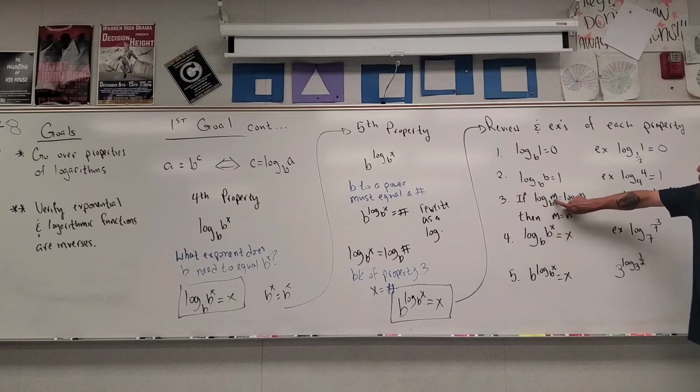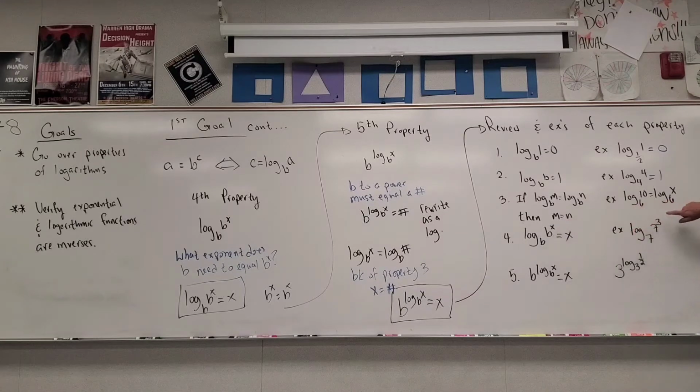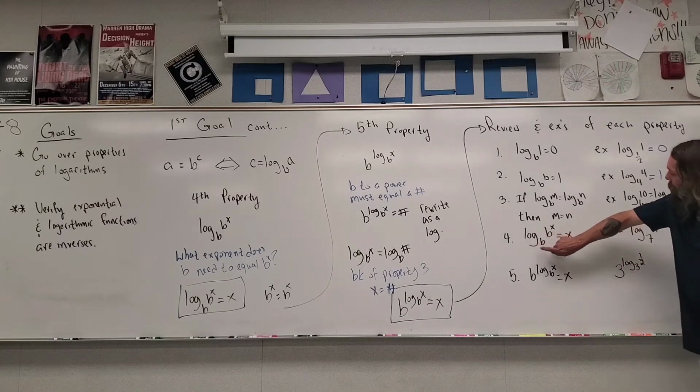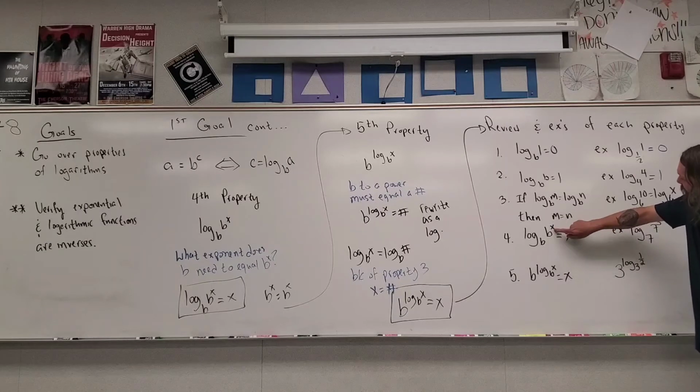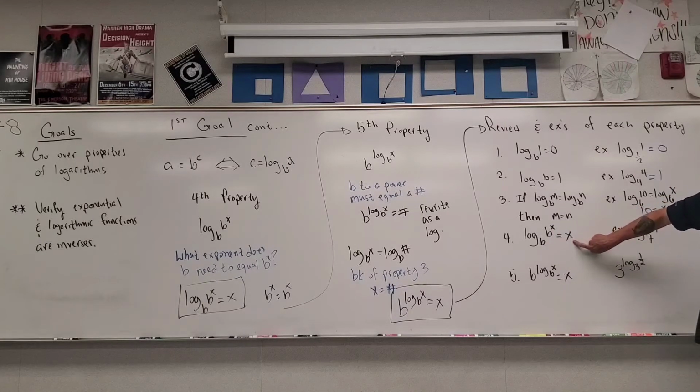If log base b of m is equal to log base b of n, then m must equal n. I have that situation here. Log base 6 of 10 equals log base 6 of x, so that means that 10 equals x. I can solve equations in this form. Log base b of b to the x: what exponent does b need to be b to the x power? It needs an exponent of x. What exponent does 7 need to be 7 to the third power? It needs an exponent of 3.